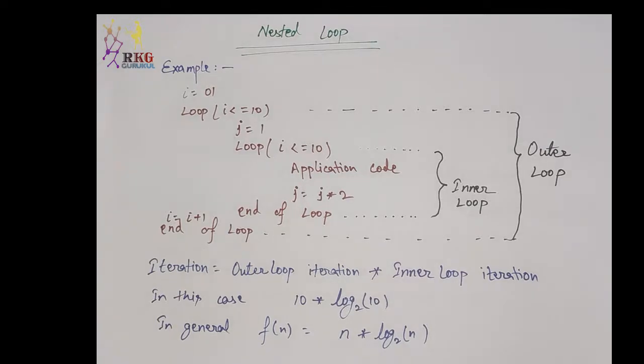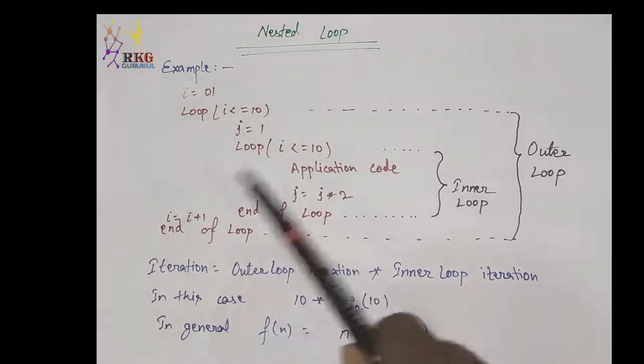Now comes to the nested loop. When we analyze loops, we must determine how many iterations each loop is going to complete. The total number of iterations is equal to the product of the number of iterations for the inner loop and the number of iterations for the outer loop. So we say that the total number of iterations should be outer loop iterations multiplied by inner loop iterations. So let's consider this example.